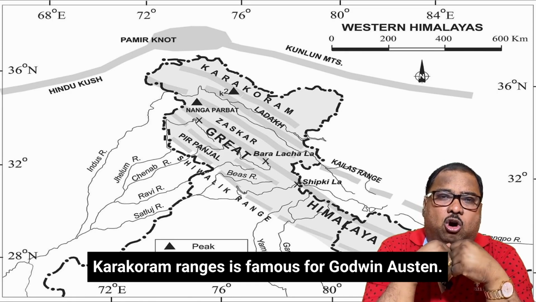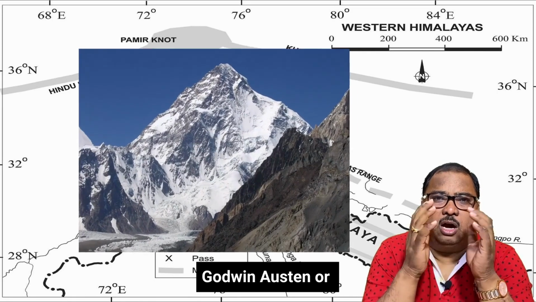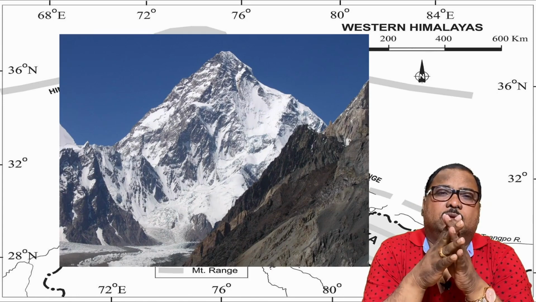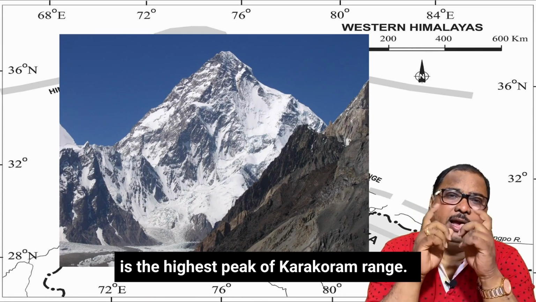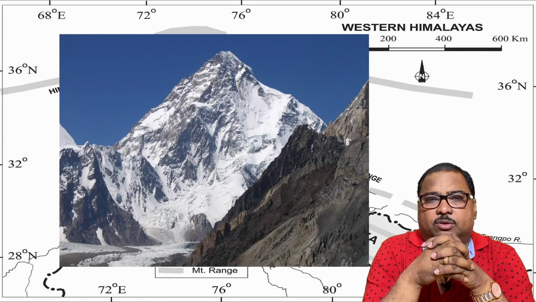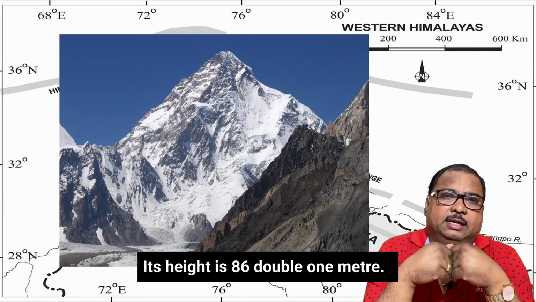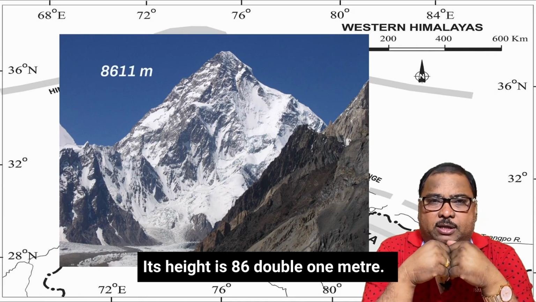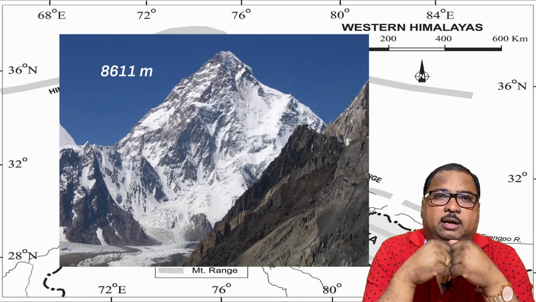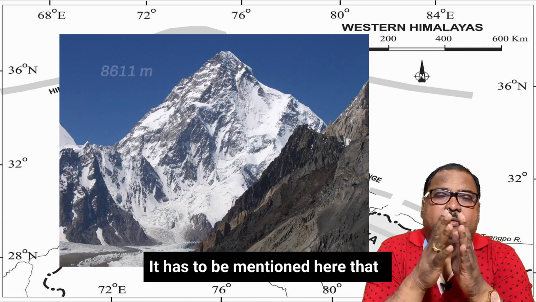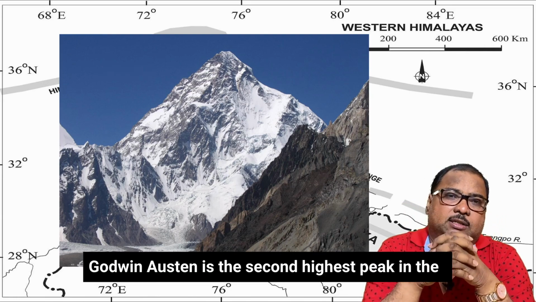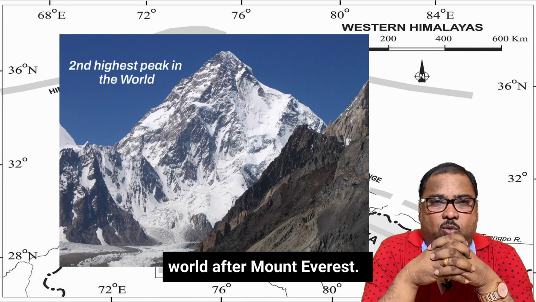Karakoram is famous for Godwin Austen. Godwin Austen or K2 is the highest peak of Karakoram range. Its height is 8611 meter. It has to be mentioned here that Godwin Austen is the second highest peak in the world after Mount Everest.